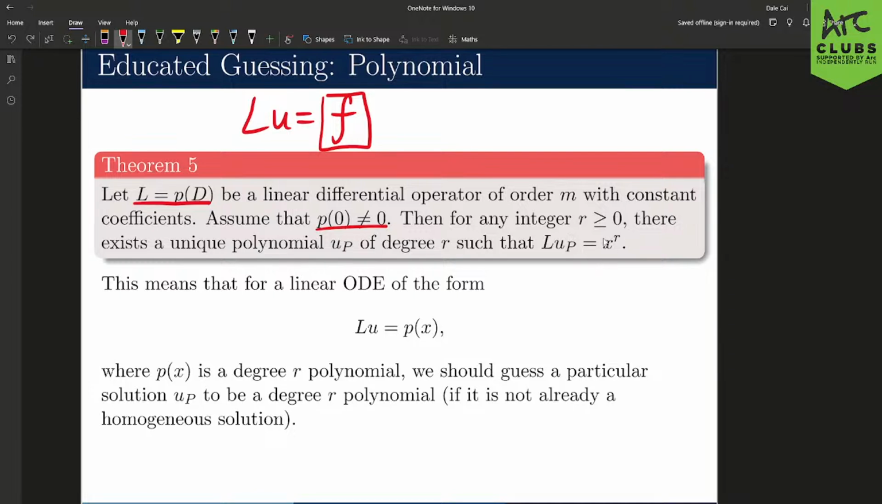Then we can guess, if the right-hand side is a polynomial, up to degree x^r, then that means our guess should also be a polynomial of that same degree. I probably shouldn't have used p of x here. I'm going to call it q of x. So if our ODE has a right-hand side equal to a polynomial with degree r, then we should guess a degree r polynomial.